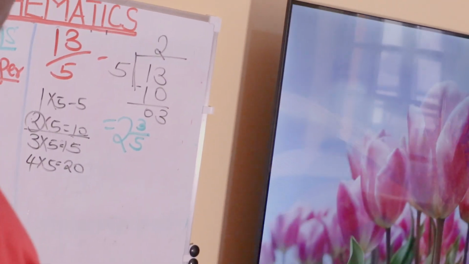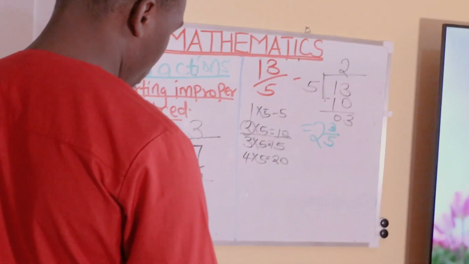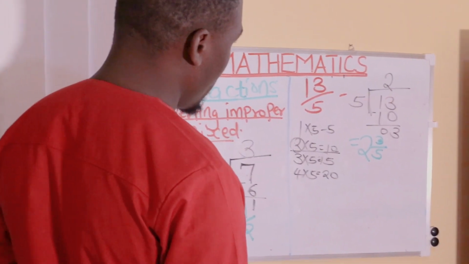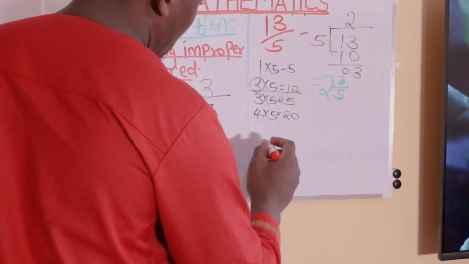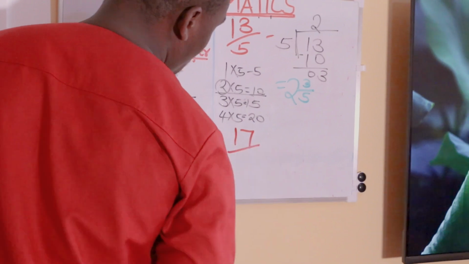That is one way of converting. You can use the long division method. Or let me give you another scenario where you can have a different way of calculating. You might be given, let's say, 17 out of, let's say, 8.